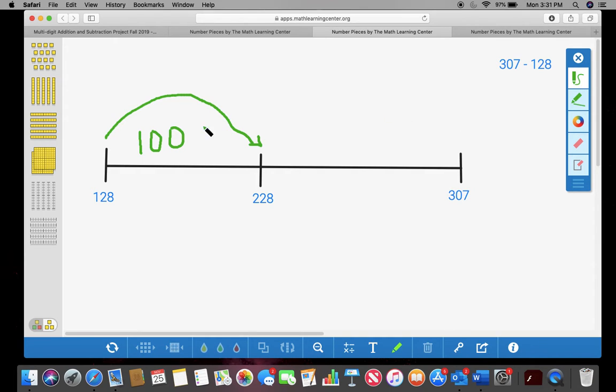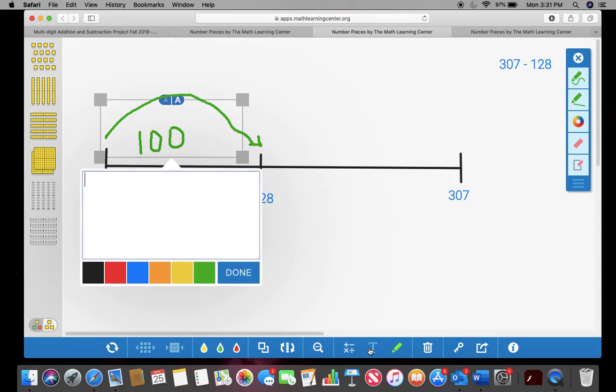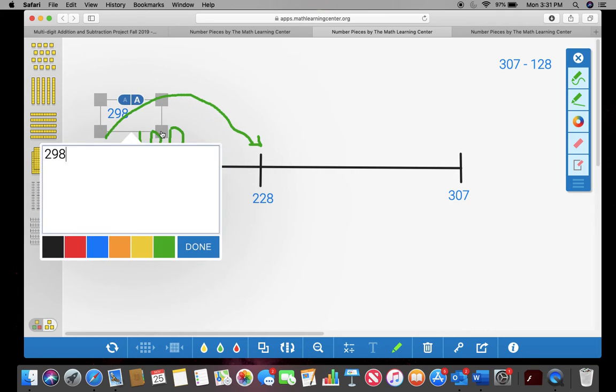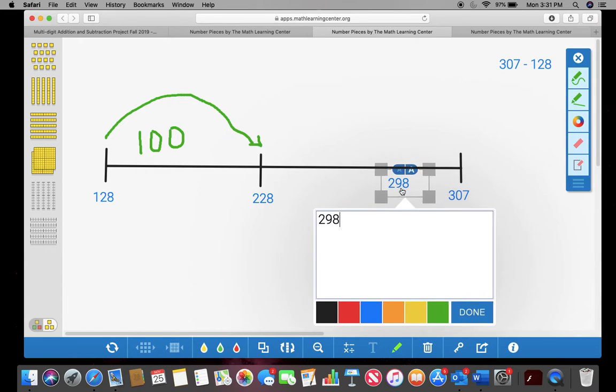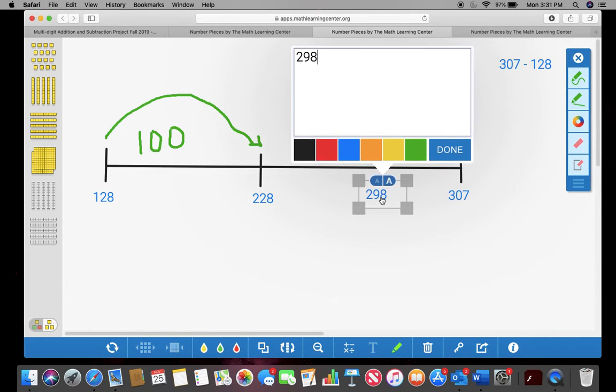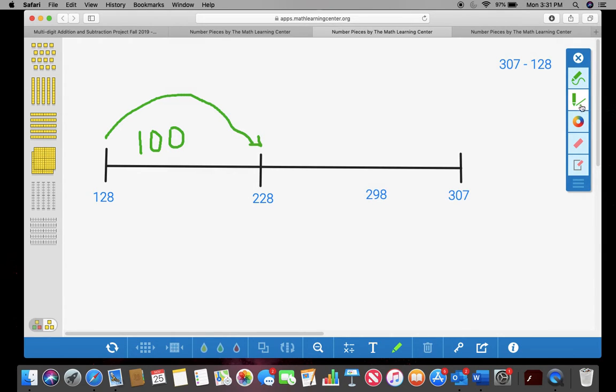So they would then jump their way to 298. Let me represent that real quick. 298. And we'll put that kind of close to the 307, right about there maybe. And then let me do a little line to show that that is on the number line. Okay, and then from 228 to 298, they would jump from 228 to 298.